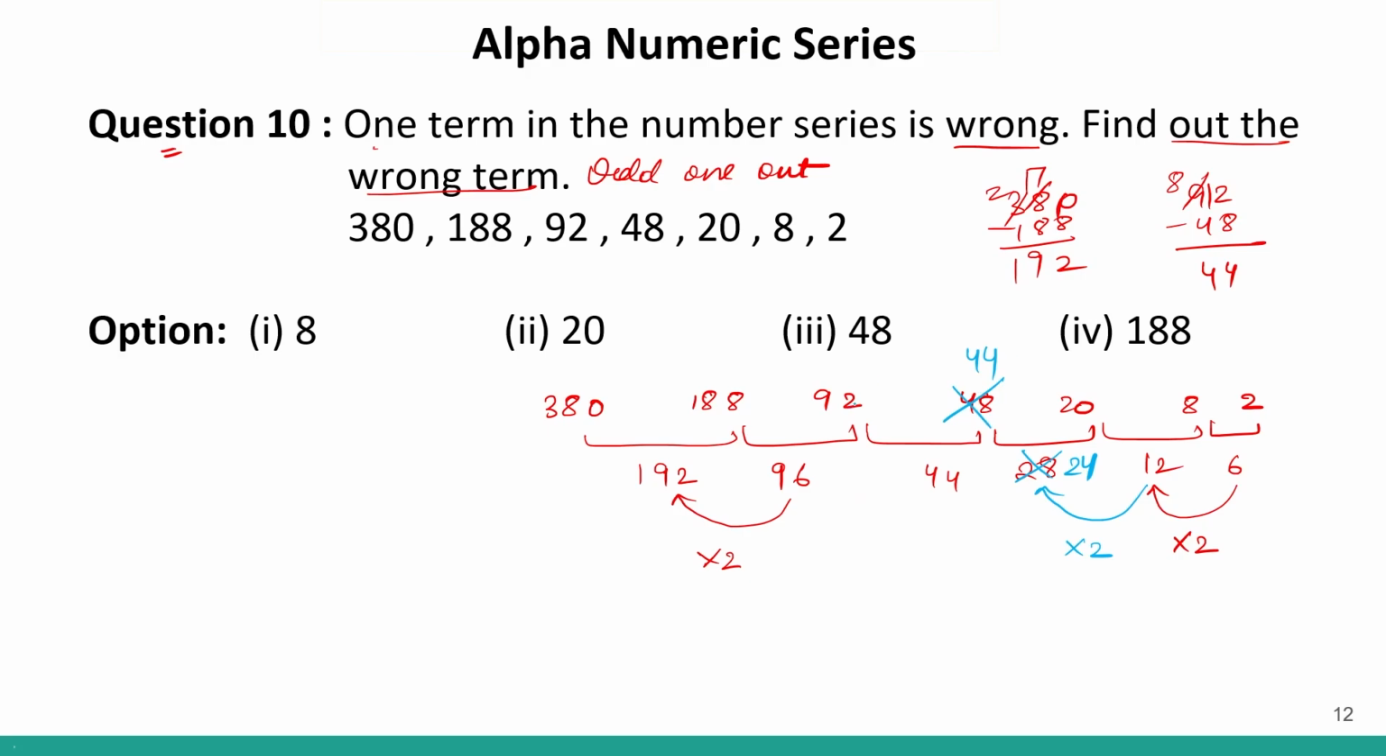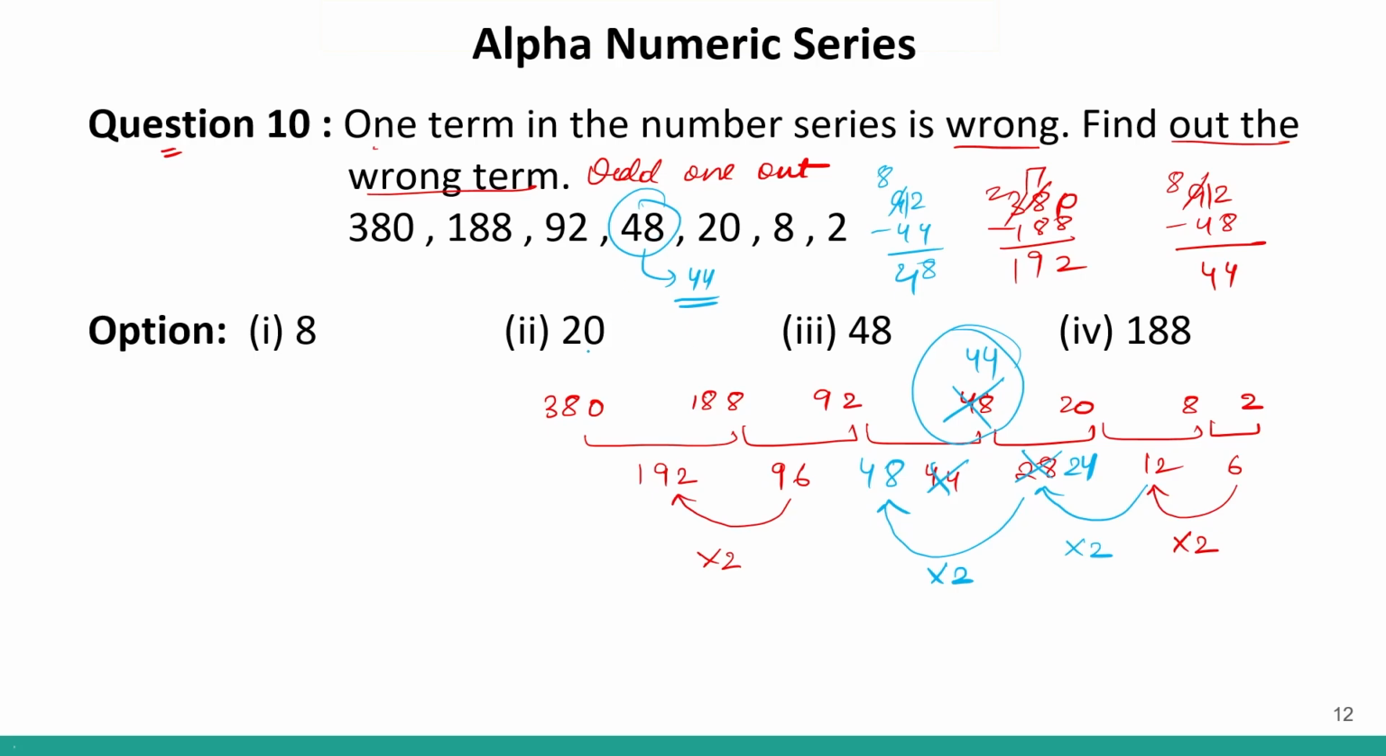And the difference between 92 and 44. So the difference between 92 and 44 is 48. And if I move from 24 to 48, this is multiplication by 2. So now if I change this number, if I change 48 into 44, then I can see a series. Then my series will be from 6 to 12 to 24 to 48, then to 96, then to 192. That is multiplication by 2.